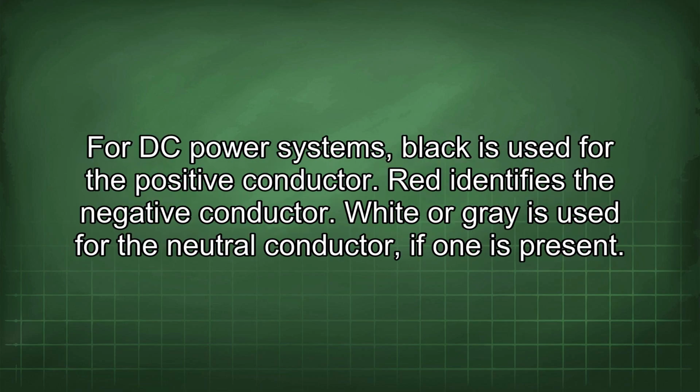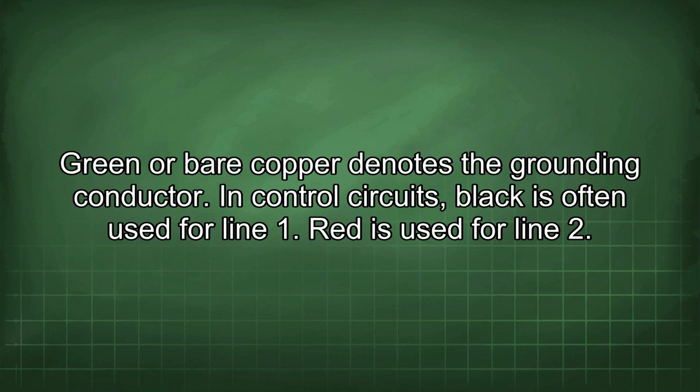For DC power systems, black is used for the positive conductor. Red identifies the negative conductor. White or gray is used for the neutral conductor, if one is present. Green or bare copper denotes the grounding conductor.